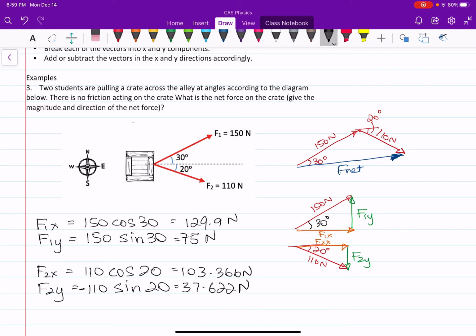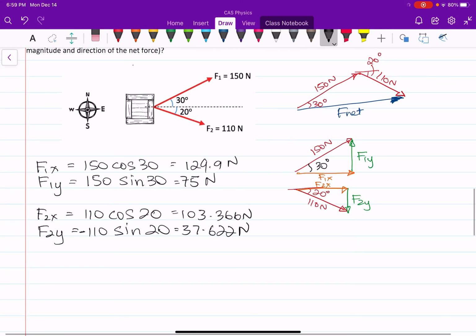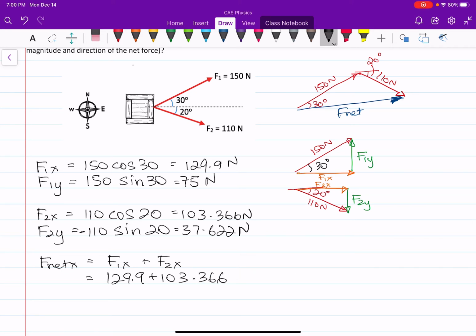Okay, so let's put it all together now. We want to find F net x, which is equal to F1x plus F2x. That's just equal to 129.9 plus 103.366, and that equals 233.266.